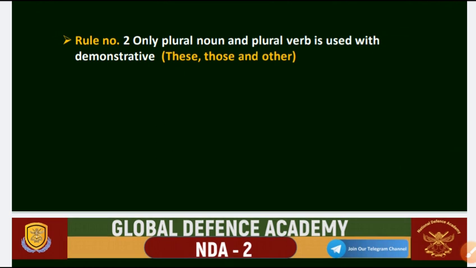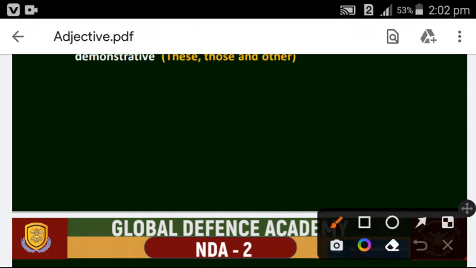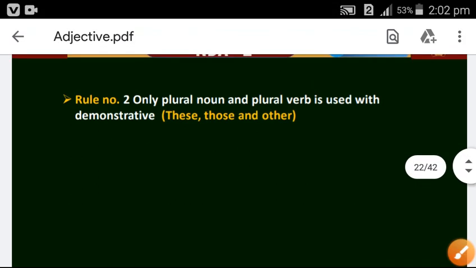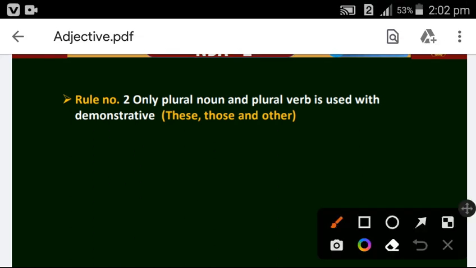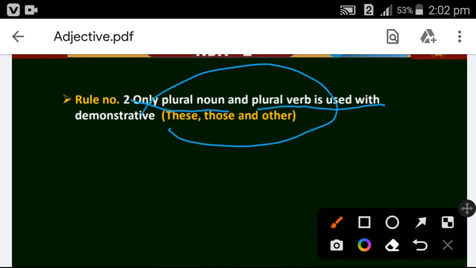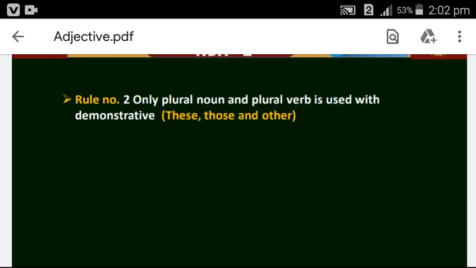And a few rules are also written for you related to demonstrative adjective, that is rule number 2. What does it reflect? Rule number 2: only plural noun and plural verb is used with these types of demonstrative adjective. When these, those, other is used in a sentence, then you all have to choose what? Plural noun or plural verb with that.